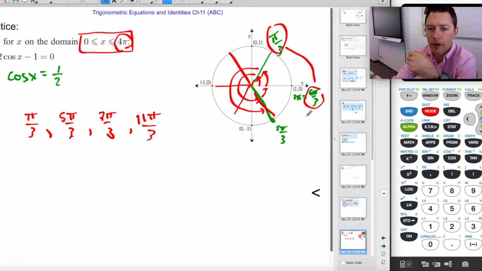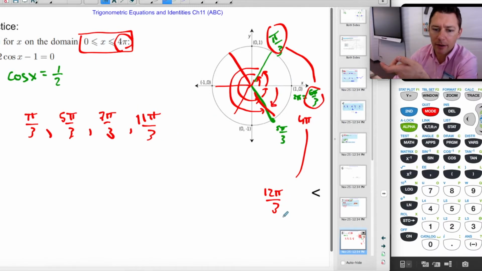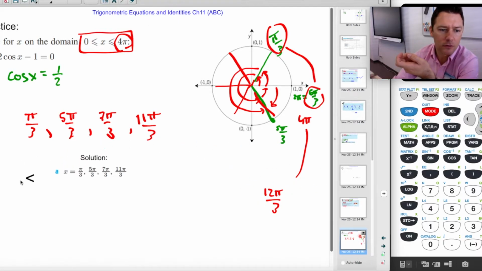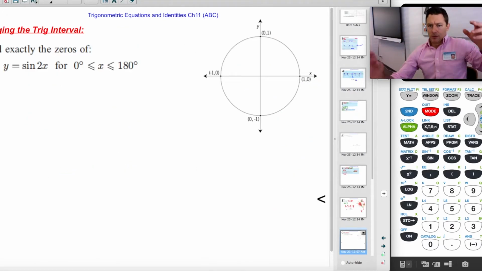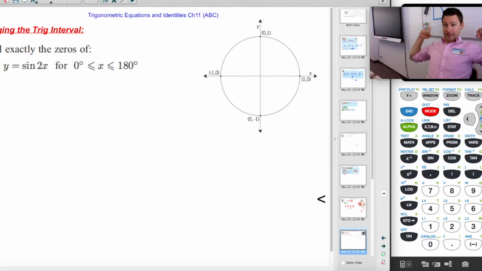Or you know all the way around 2 times is 4 pi, which if you're talking about thirds is 12 pi thirds, right? 12 divided by 3 is 4. And you back up 1 to get to that 11 pi thirds. So that's another way to get there. And so I think those are our 4 solutions. Voila. Great. Moving on.